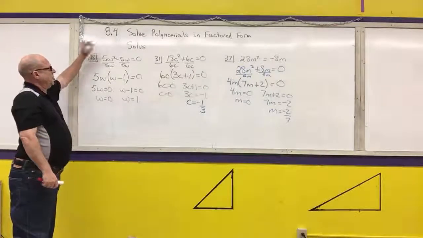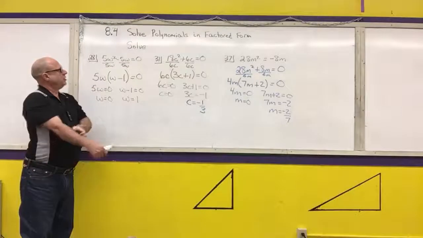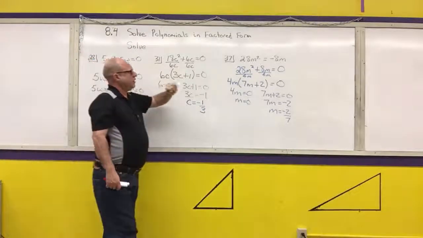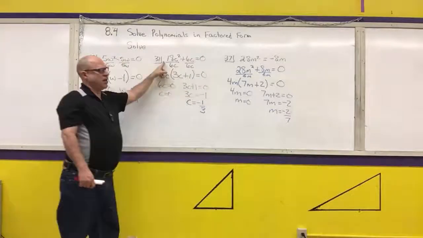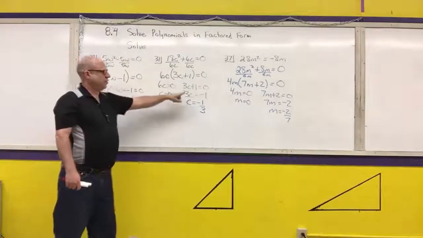So again, to solve, you make sure you have all your terms on one side of the equation with a 0 on the right-hand side. And then you factor out the greatest common monomial factor. And then you set each factor equal to 0.